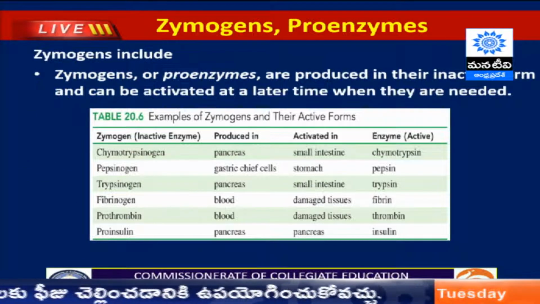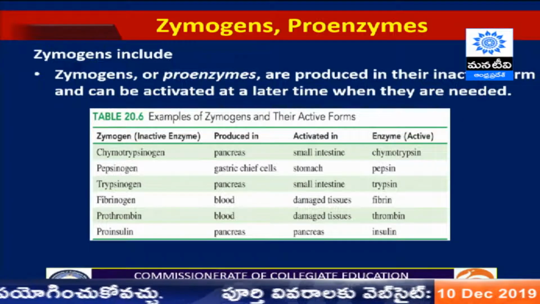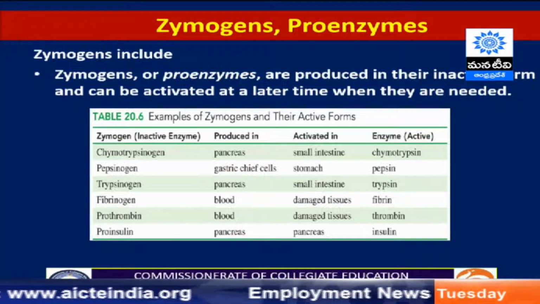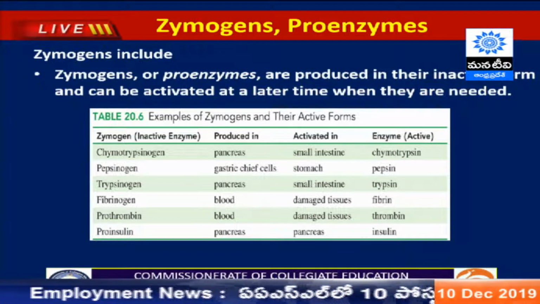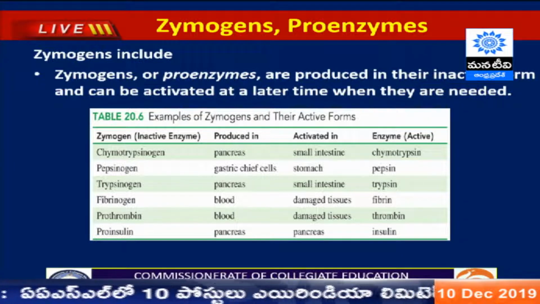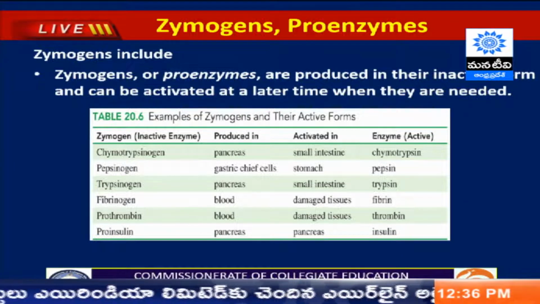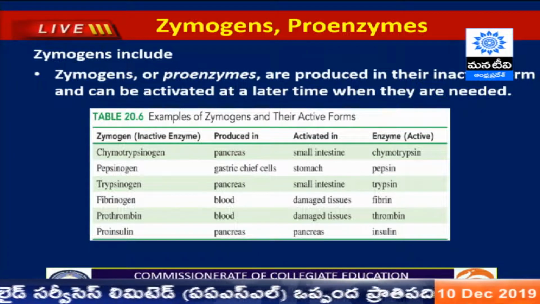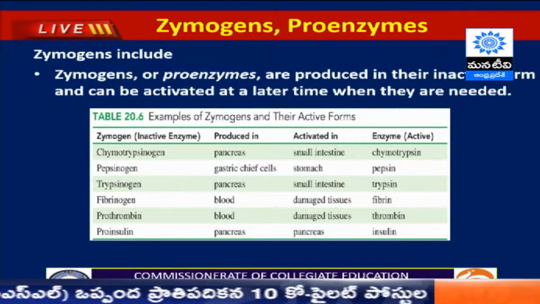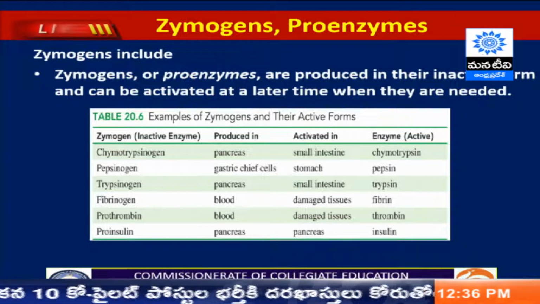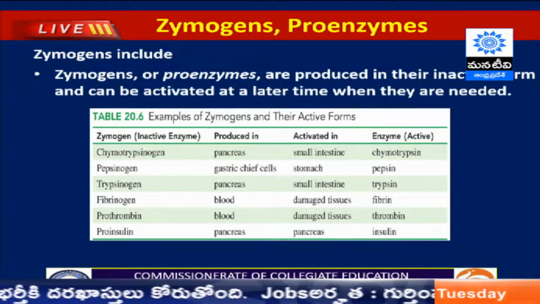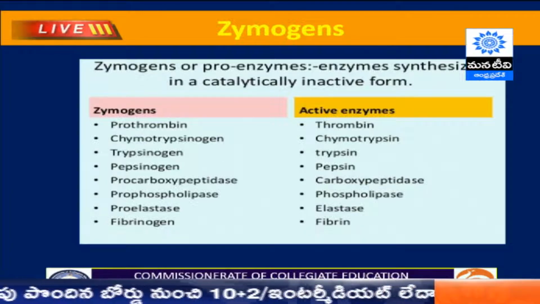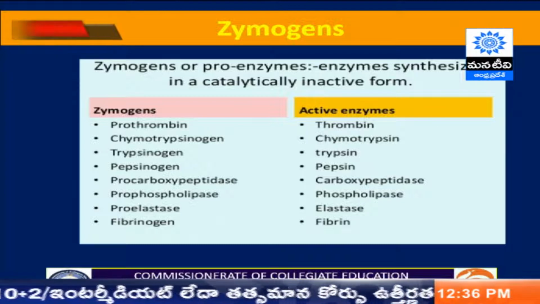The other ones are zymogens or proenzymes. Zymogens and proenzymes are secreted into tissues or cells in an inactive form and can be activated later. Generally, these zymogens have an extra polypeptide chain. If this polypeptide chain is removed from the zymogen, then the zymogen becomes active. So, zymogens protect the tissues from autodigestion. There are several zymogens existing in the body like chymotrypsinogen, prothrombin, trypsinogen, pepsinogen, procarboxypeptidase, proelastase and fibrinogen.